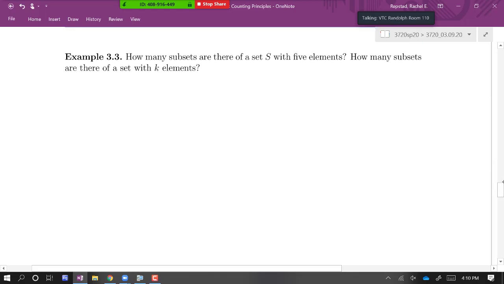Let's do one more multiplication counting principle. Let's suppose we have a set S with 5 elements. How many subsets are there? Now, I think we already know the answer to this question, or at least we've mentioned what this should be, but it was way back near the beginning of the semester. Does anybody remember, if I have a set with n elements, how many subsets it has? Talking about power sets, right? Yeah, like how big the power set is. Yep.